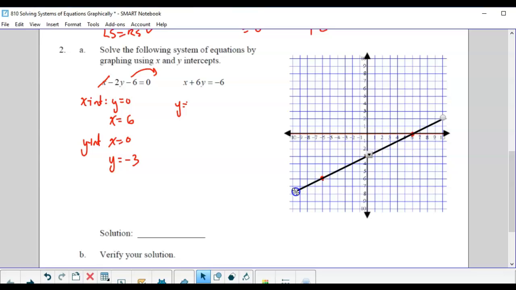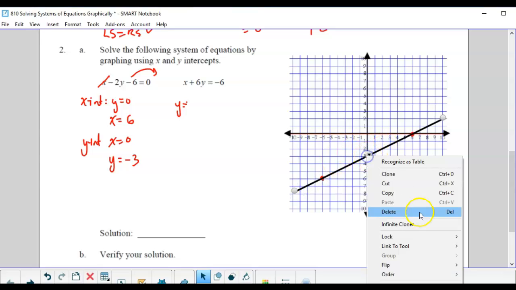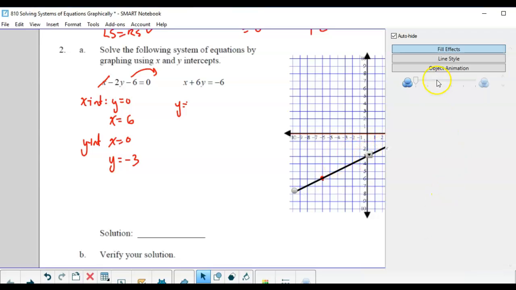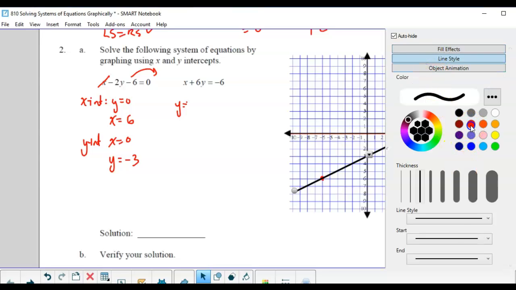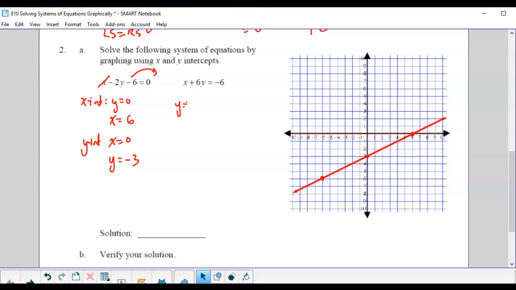And arrows on the end. Just treat it like a proper line. There we go. Okay, then maybe I'll do blue for the next one.